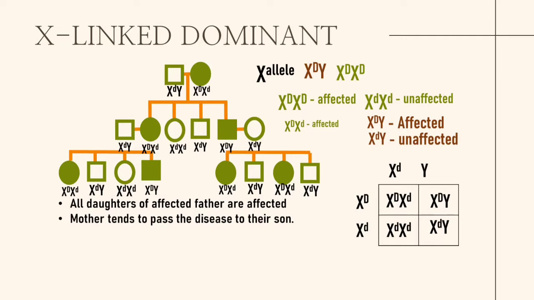Mother tends to pass their disease to their son. So, sa madaling sabi, in X-linked dominant, kapag ang father would be the affected one, so most probably the daughter will be the affected individual. Okay? So, ulitin natin, kapag ang father would be the affected one of a certain disease, ang maaaring maka-inherit ng sakit niya would be the daughter.